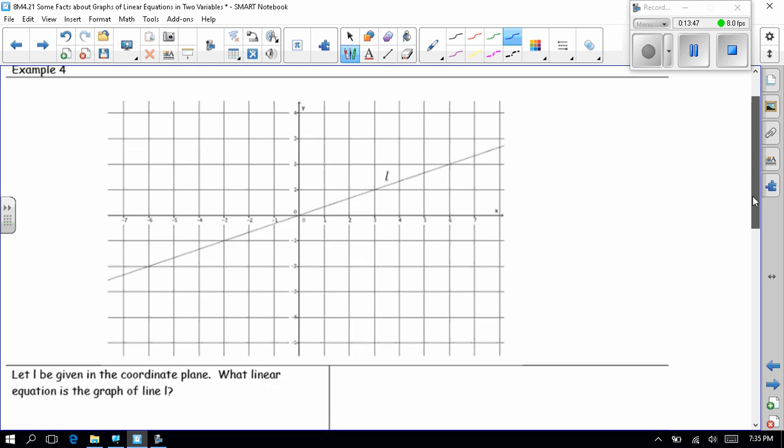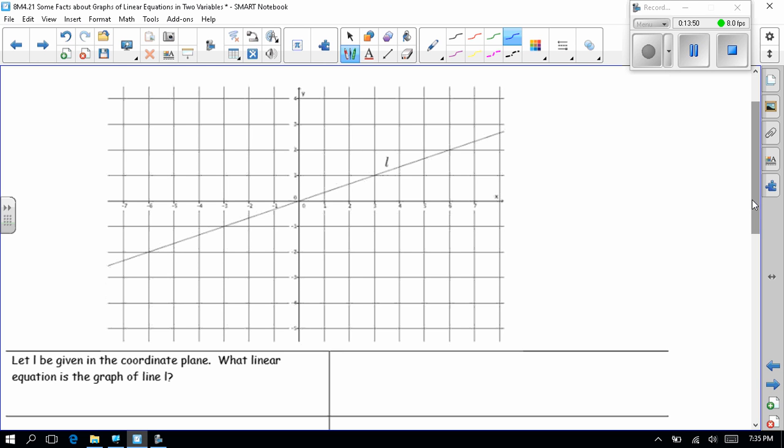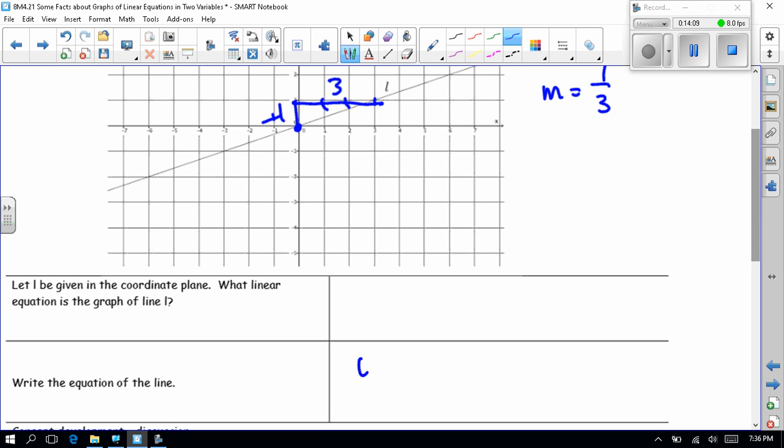Next example. We are back to where, yay, it's passing us some integer coordinates. So my b here is 0. My slope is 1 over 3. So writing the equation for this line, y equals 1/3 x plus 0. Technically, when your y-intercept is 0, you don't have to write it as long as you have a slope. So I could have just written y equals 1/3 x. That would have been acceptable as well.